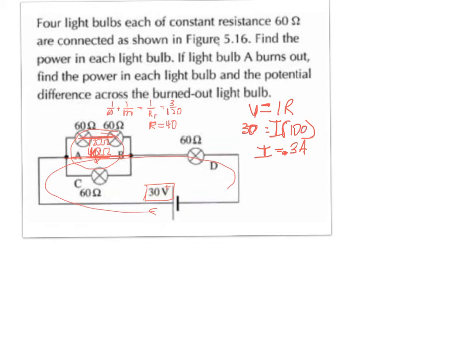Now, it wants me to find the power for each bulb, right? It says find the power in each light bulb. So that should be easy for the first lamp right here, because in this lamp I know the current, which is 0.3 amps, because all the current's got to go through there, and I know the resistance, and so I can use the formula P equals I squared R.